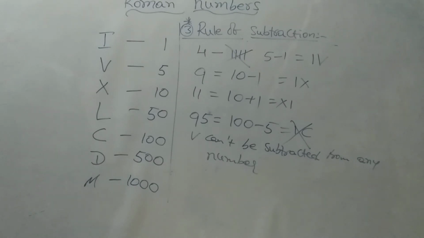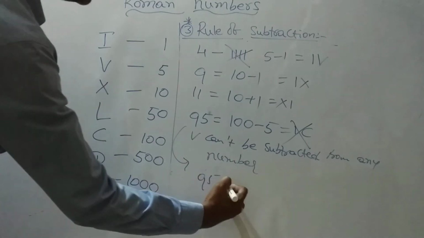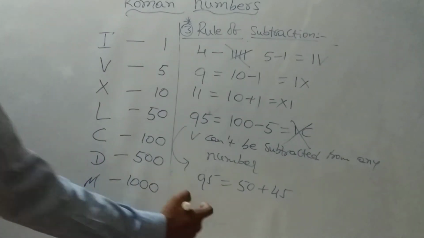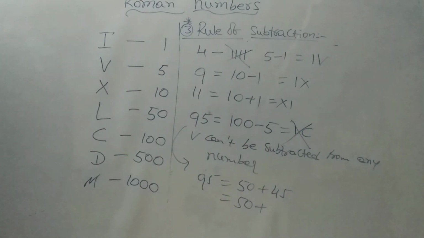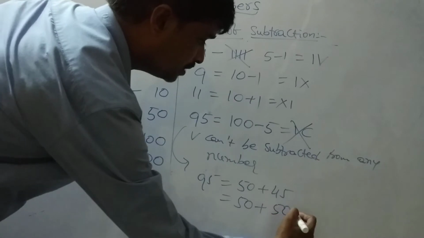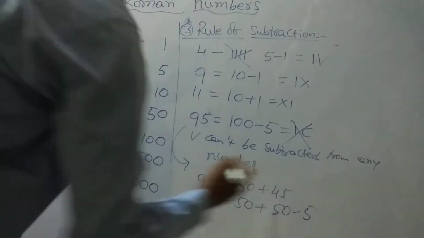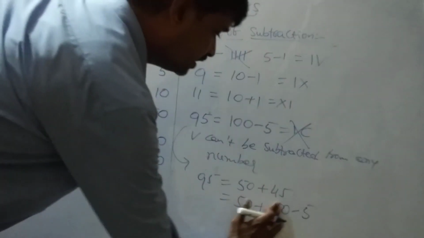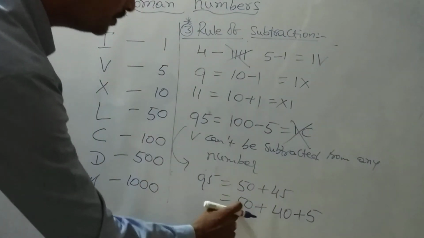But how to write 95? You see, 95 means we can write 50 plus 45. Now, how to write 45? 50 minus 5. Otherwise, you can write 40 plus 5. How to write 50?